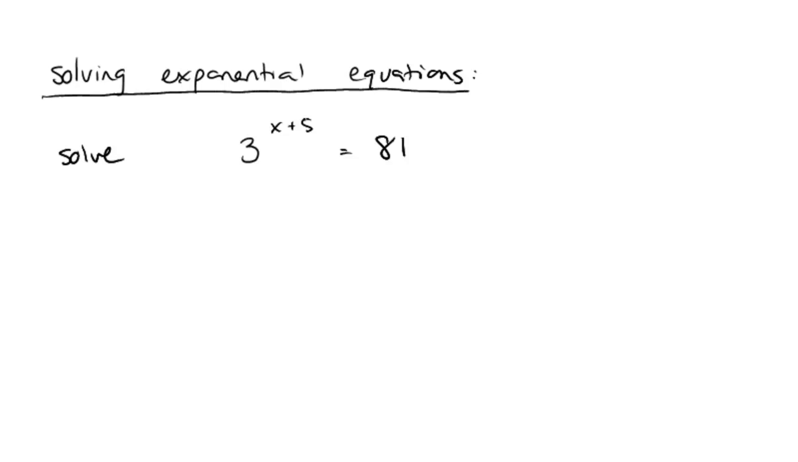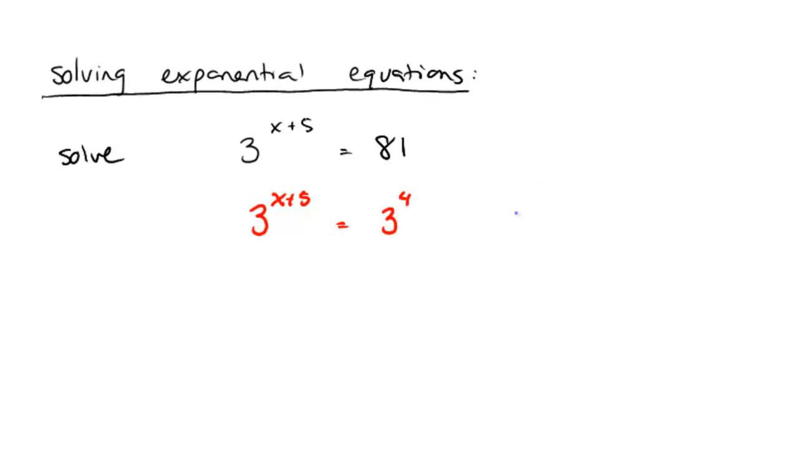So let's look at solving this exponential equation. It's the kind that we've taken a look at before, because if you notice on the right-hand side, the 81 can be written as 3 to the 4th power. So let's write our next statement, which is 3 to the x plus 5 equals 3 to the 4th power.